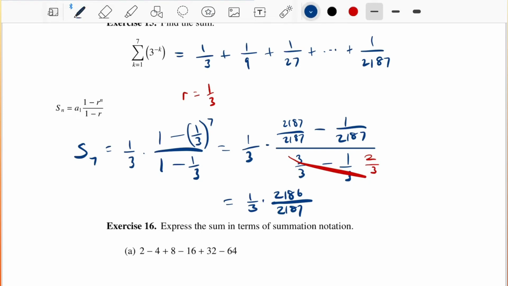All right, we can cross-cancel some things. 3's cancel out, and 2 goes into 2186 1093 times. So our final answer is going to be 1093 over 2187.